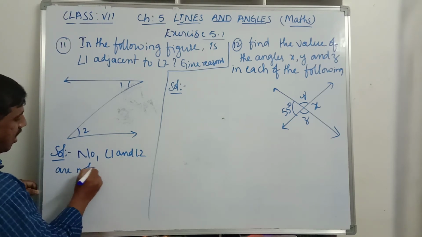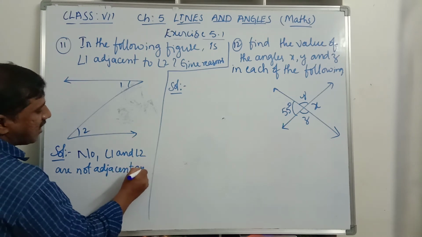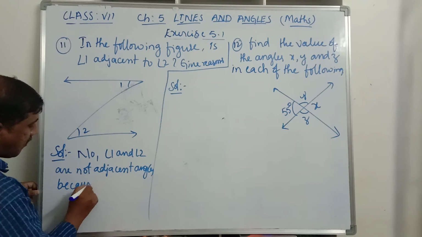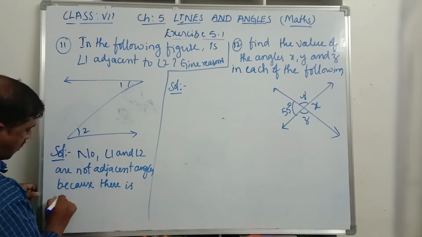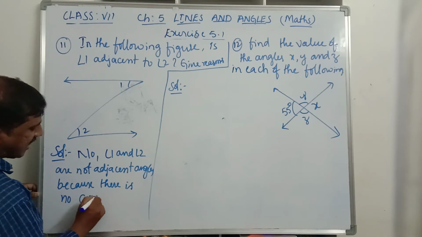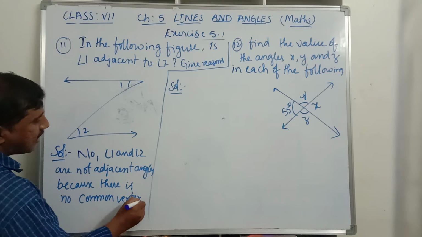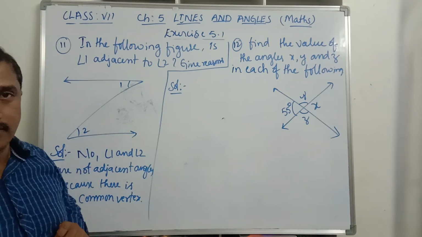Why are they not adjacent angles? Because, the reason they ask you to write, there is no common vertex. Here there is no common vertex for both the angles. That's why these two angles are not adjacent angles.